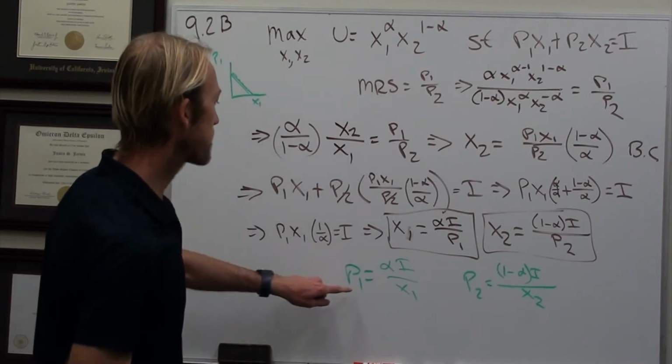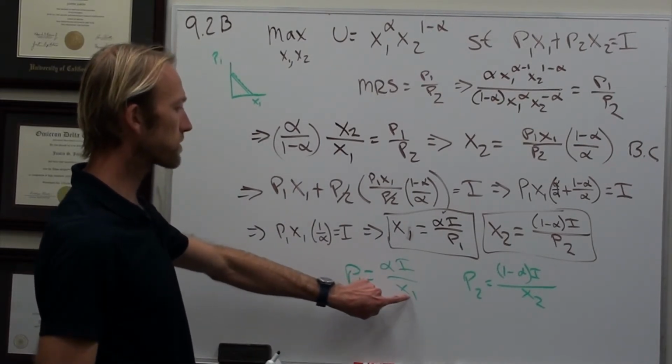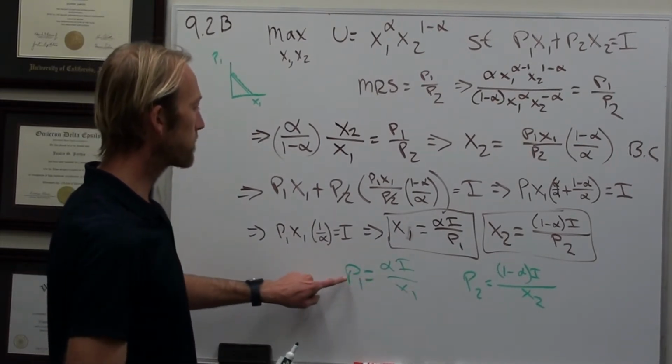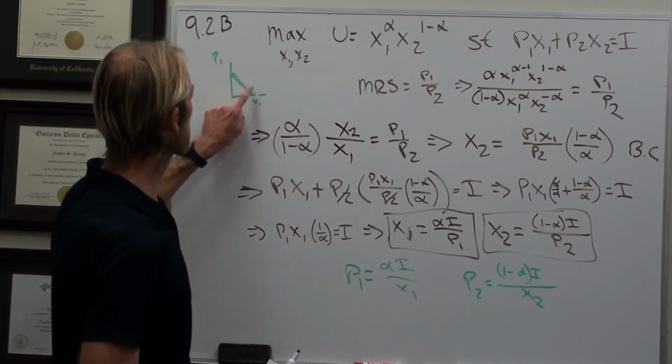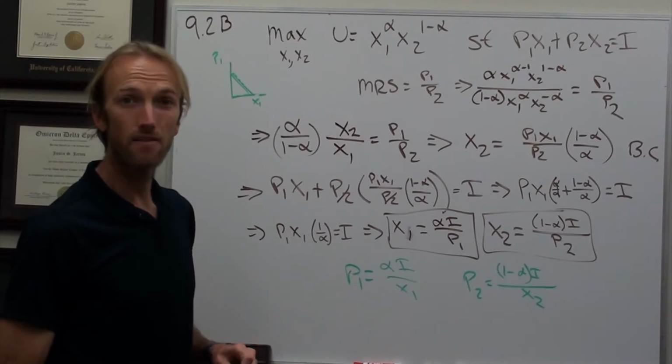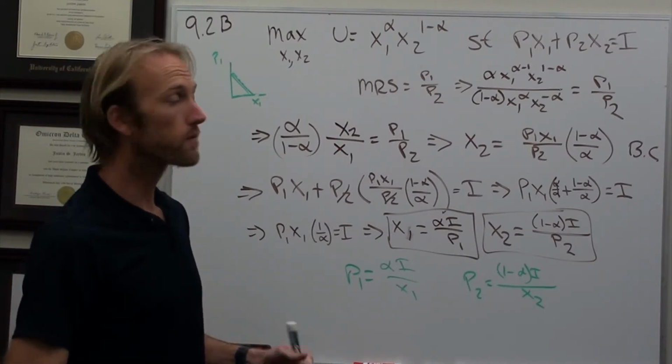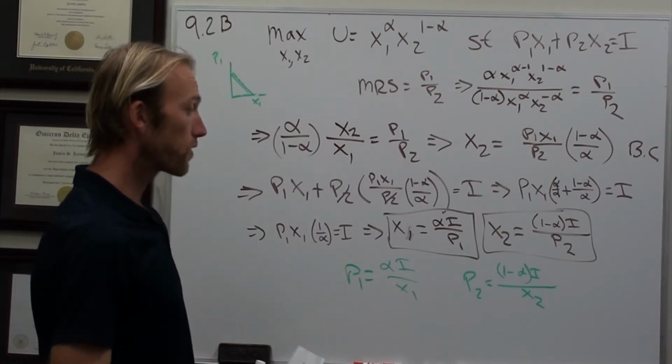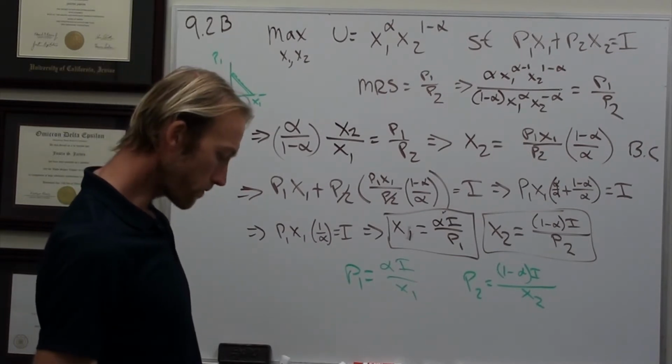So you can see that this is actually downward sloping. As x1 goes up, P1 goes down. That's a negative relationship. That is negatively sloped. So if you graph this on Wolfram Alpha, you'll also get a negative slope.